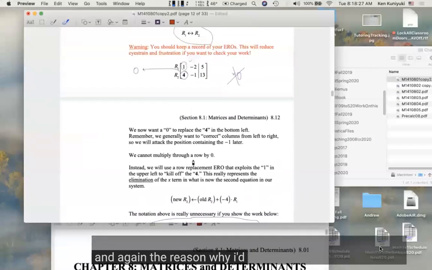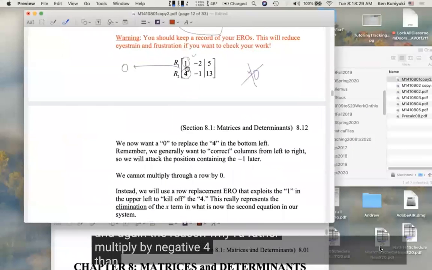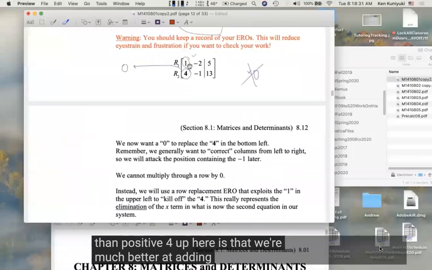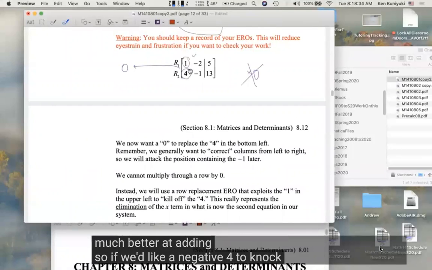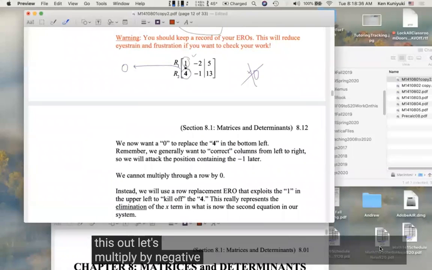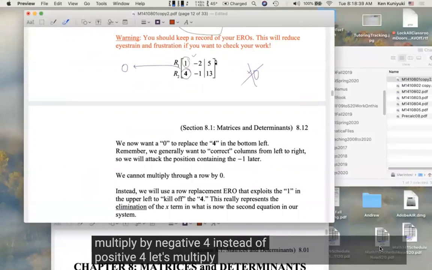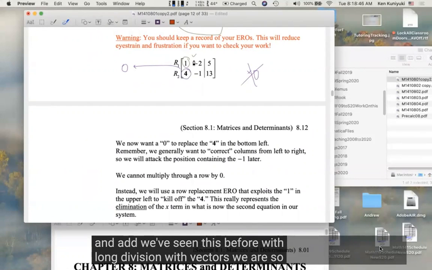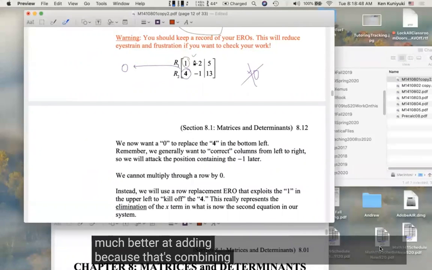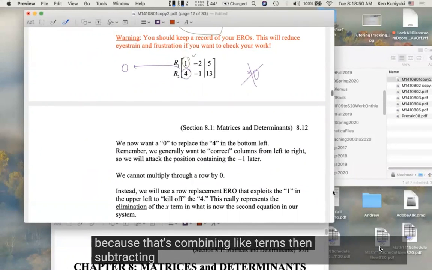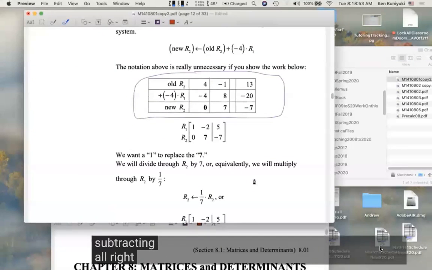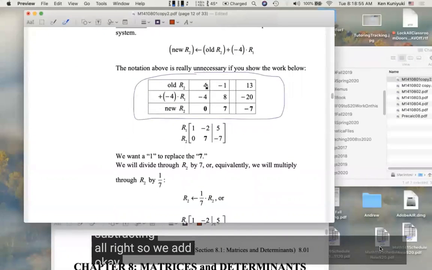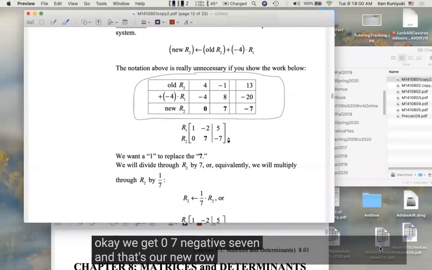And again, the reason why I'd rather multiply by -4 than +4 up here is that we're much better at adding. So if we'd like a -4 to knock this out, let's multiply by -4 instead of +4. Let's multiply by -4 and add. We've seen this before with long division, with vectors. We are so much better at adding because that's combining like terms than subtracting. All right. So we add, okay, we get 0, 7, -7. And that's our new row 2.